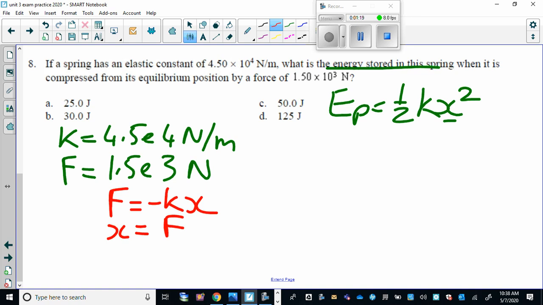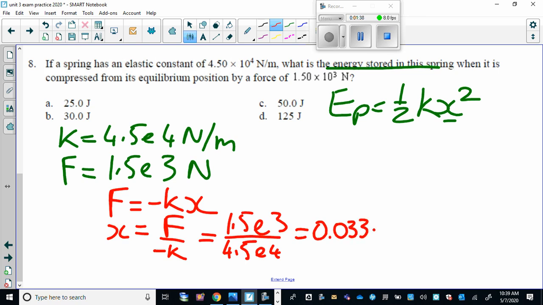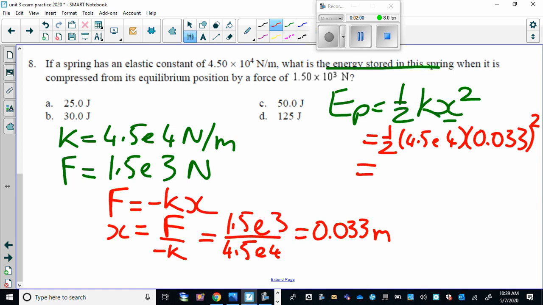So x equals F over negative K, 1.5 E3 divided by 4.5 E4. If you divide those, you get 0.033, repeating, meters. And so that's the distance that the spring is being compressed, and then we can just plug it into this formula. Don't forget to square it, and you're going to end up with an answer of 25 joules, which is A.